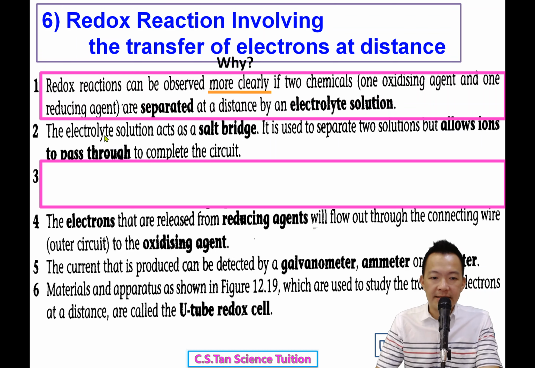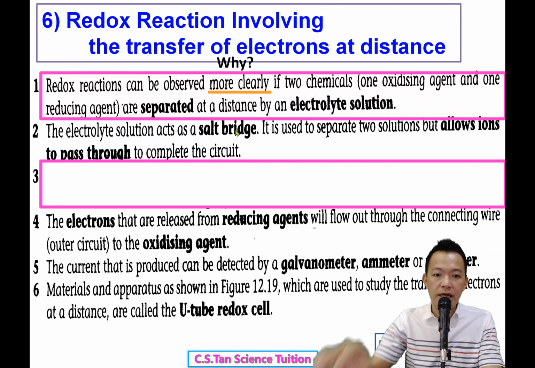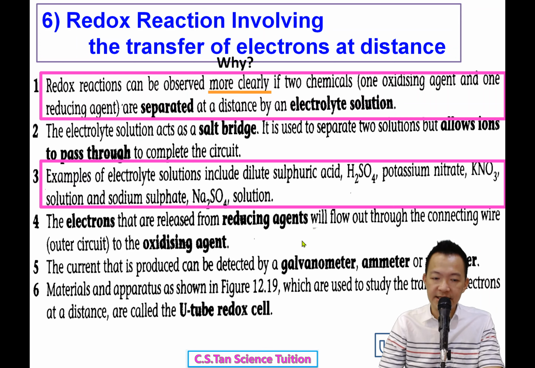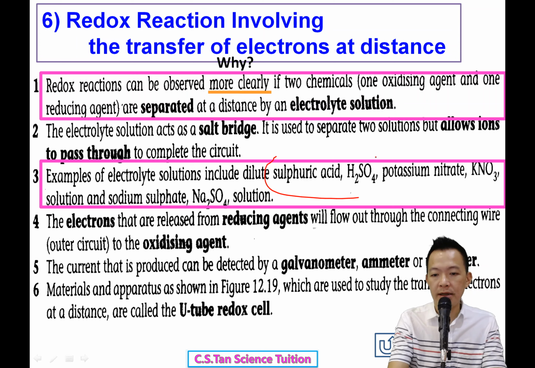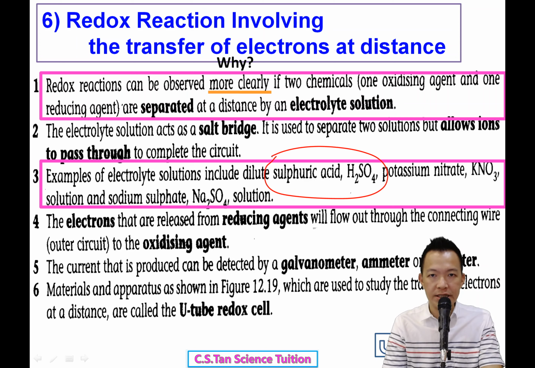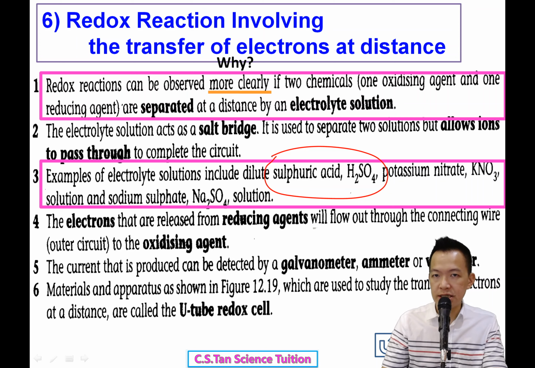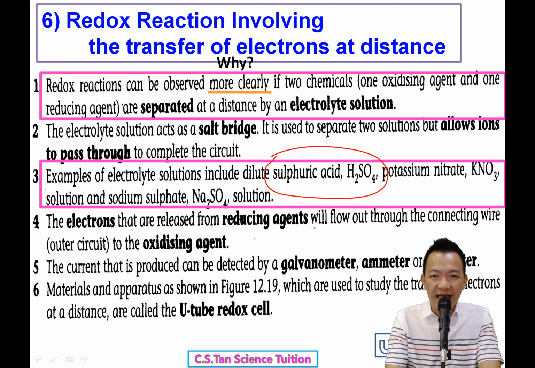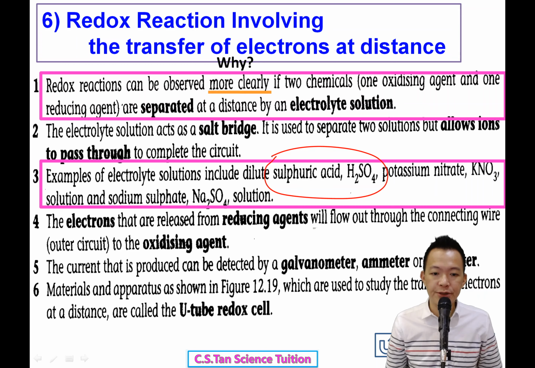Any example of electrolytes that is suitable to make a salt bridge? What liquid should be put in the middle salt bridge? Copy the example. Examples of electrolyte solution include dilute sulfuric acid, potassium nitrate, sodium sulfate. These are all suitable. But for me, I just remember one only. Dilute sulfuric acid, I've used it until graduation, through my 20 years of teaching chemistry, it's enough. So dilute sulfuric acid put at the center is enough for the electrons to transfer.